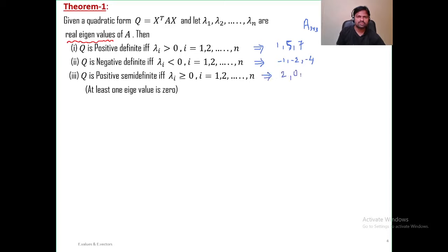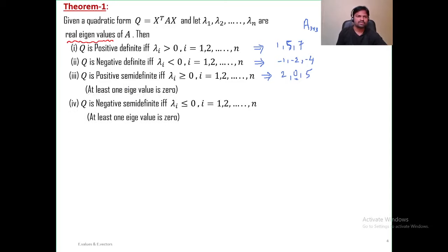It's 2, 0, 5 like this. So at least one eigenvalue must be 0. Sometimes two eigenvalues exist. Okay, like that. All the eigenvalues are more than or equal to 0. Then such a matrix and such a quadratic form is said to be positive semi-definite.